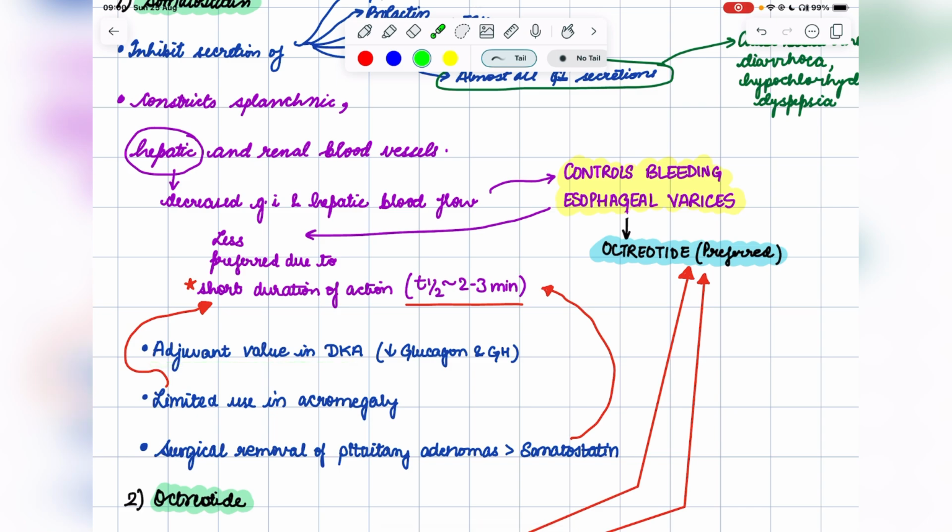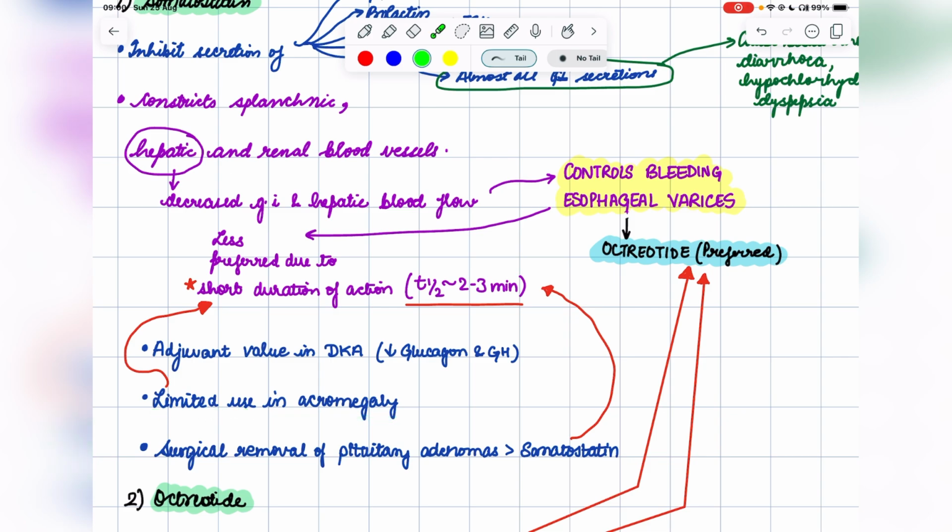Because we have already discussed that it is inhibiting almost everything, it will also inhibit glucagon secretion, so that will be better for a diabetic patient. It will inhibit growth hormone, which will decrease the diabetogenic potential of growth hormone. So it has an adjuvant value in diabetic ketoacidosis. It has a limited use in acromegaly.